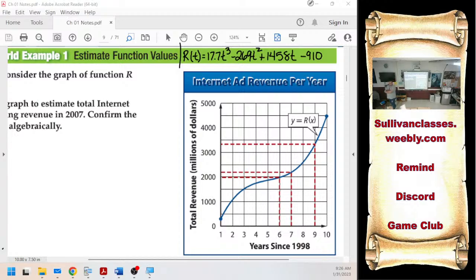The question asks, use the graph to estimate the total internet advertising revenue in what? 2007? I got part of it's missing here. If it says to estimate in 2007, how do I do that? Because I don't see 2007 on here. You find 2007. Years, you have to be able to read, right? Years since 1998. So it's 9 years after.